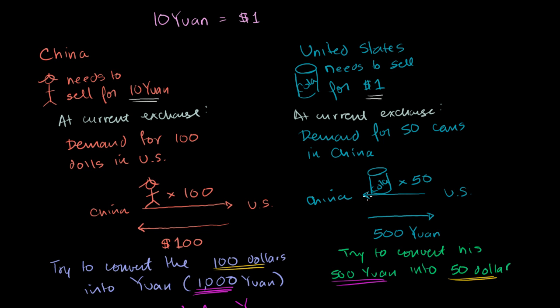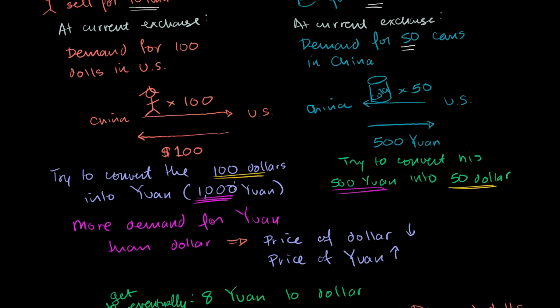On the other side of the equation, the cola manufacturer, if he were to sell it for 10 yuan in China, there's demand for 50 cans of soda. So he would send 50 cans of soda to China, and they would send him 10 yuan for each can, 500 yuan. Now, what happened in that situation is that the Chinese manufacturer had 1,000 yuan that he needs to convert into dollars, into $100 preferably, if that exchange rate were fixed. The American manufacturer, and let's say that these are the only two actors in our scenario, has 500 yuan that needs to convert into $50.